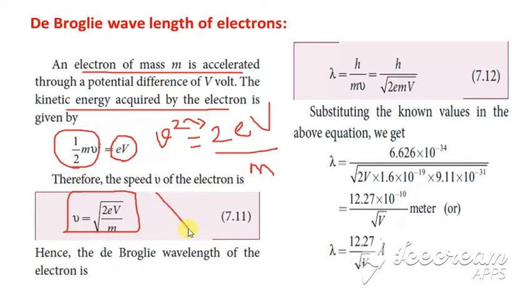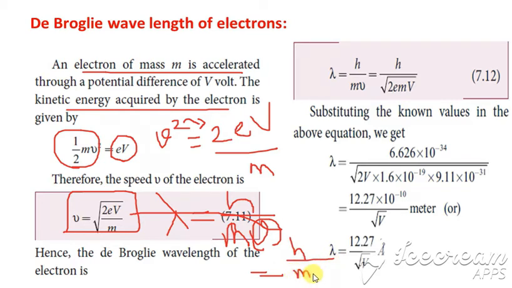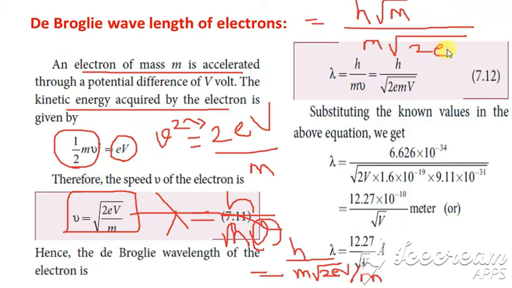Next, what is the wavelength of the de Broglie wave? It is given by lambda is equal to h divided by mv. Here, instead of v, we are going to substitute this value, so we get h divided by m into root of 2eV divided by m, is it not? And so this I'm going to write as h into root m divided by m into root 2eV. I am just bringing this m to the numerator.